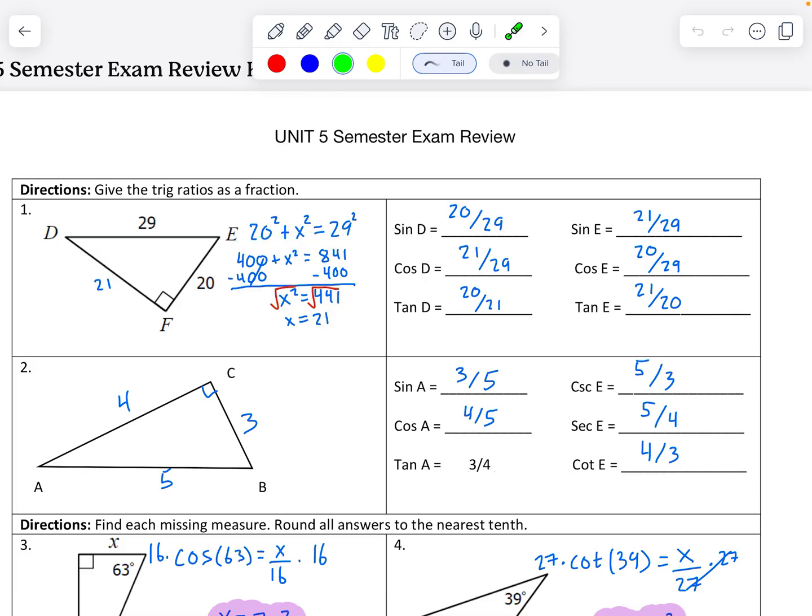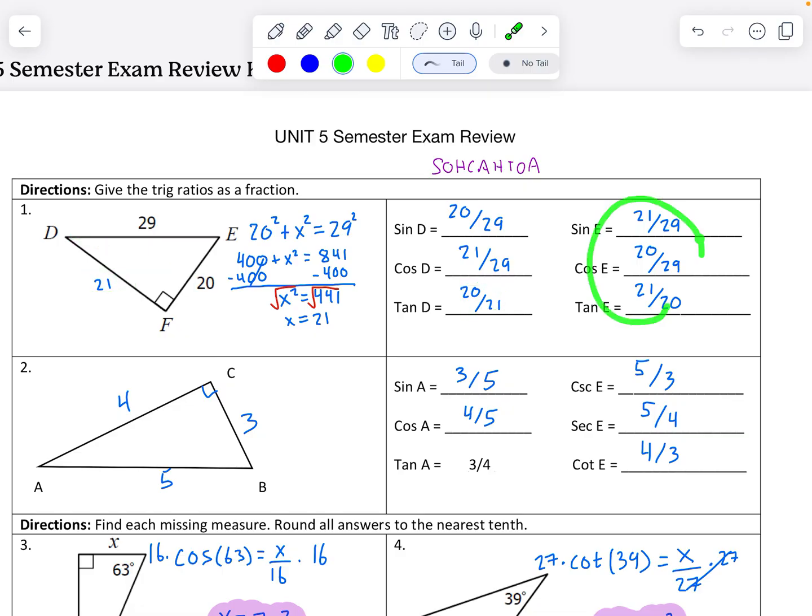And then from there, sine, you probably know the acronym SOHCAHTOA. So sine is opposite over hypotenuse. So if you're doing sine of D, here's angle D. Opposite means across from it. And then hypotenuse is 29, so 20 over 29. Cosine of D is adjacent, which means next to, so 21 over hypotenuse 29. And tangent is opposite over adjacent. So opposite over adjacent, 20 over 21.